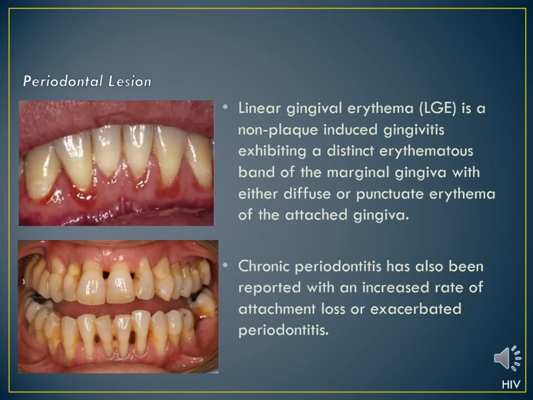This is mainly common in HIV patients. So chronic periodontitis has also been reported with an increased rate of attachment loss or exacerbated periodontitis.